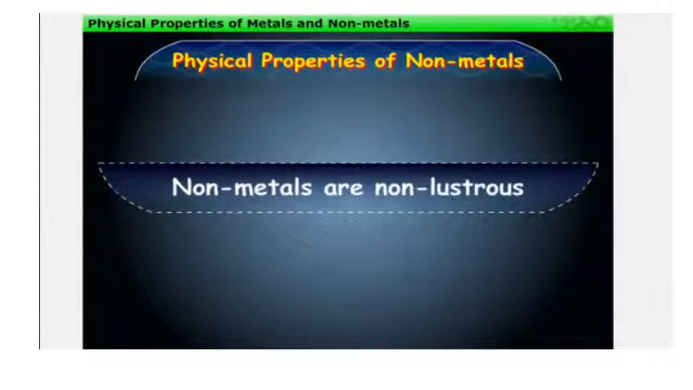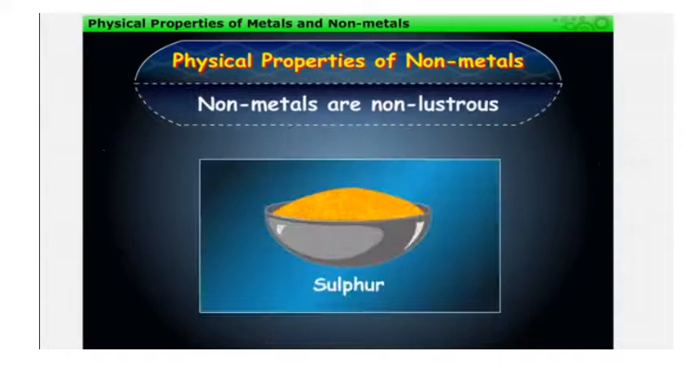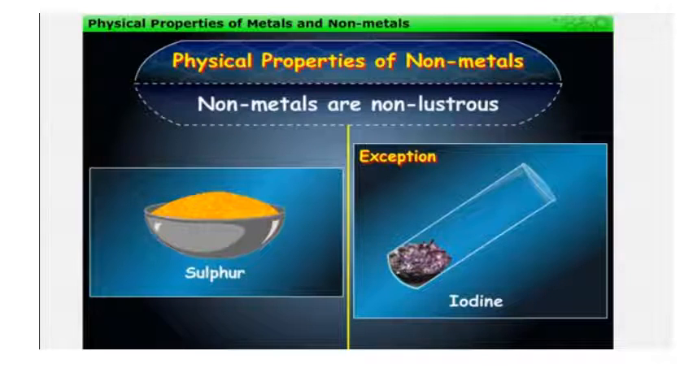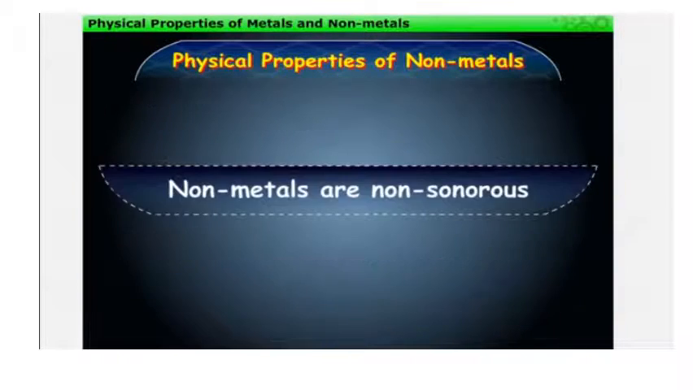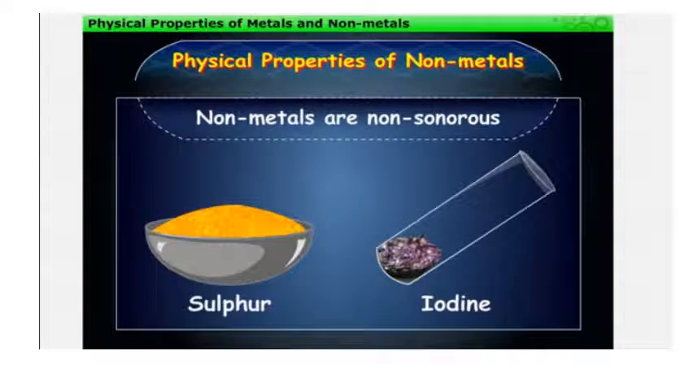Non-metals, in their pure state, do not have a shining surface. This means they are not lustrous. For example, sulfur. Iodine, which is lustrous, is an exception. Also, non-metals are non-sonorous, as they do not produce sound. For example, sulfur, iodine, etc.